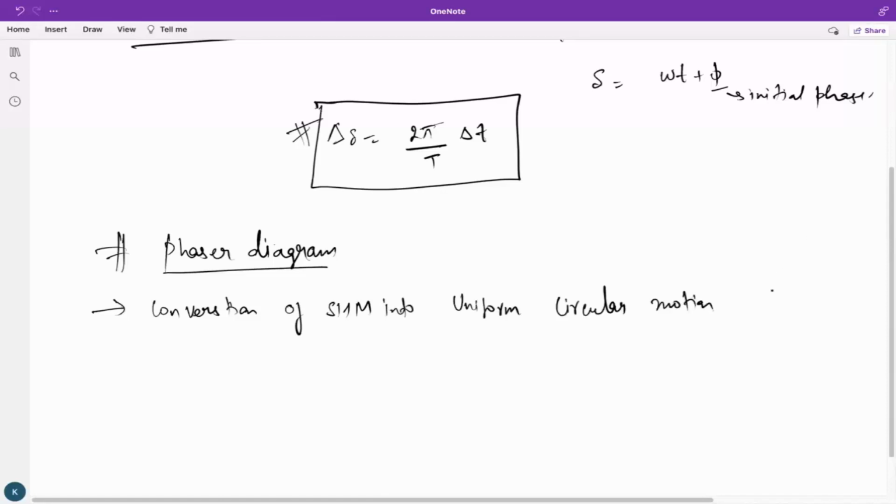uniform circular motion with the same omega as simple harmonic motion. As we read, omega is angular frequency, and omega is actually rotational speed as well, right?